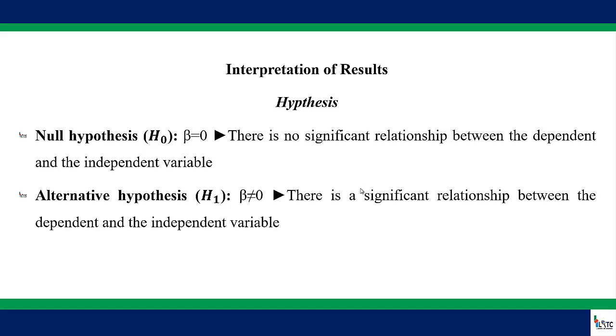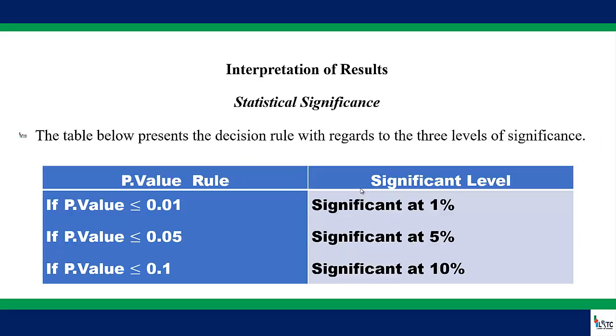But if the p-value is less than 10% or less than 5%, that means there is a significant relation. So in such a case, you must reject the null hypothesis and go with the alternative hypothesis.